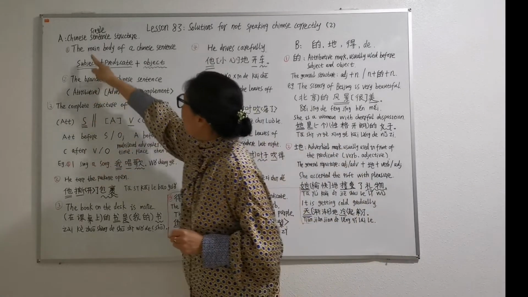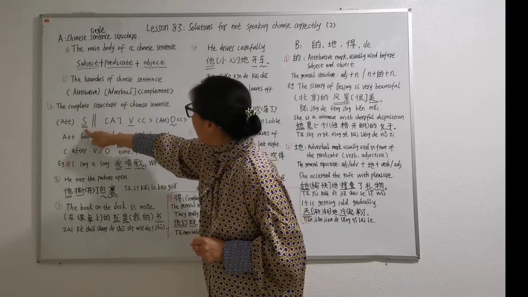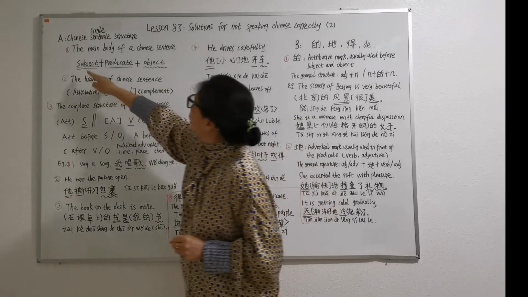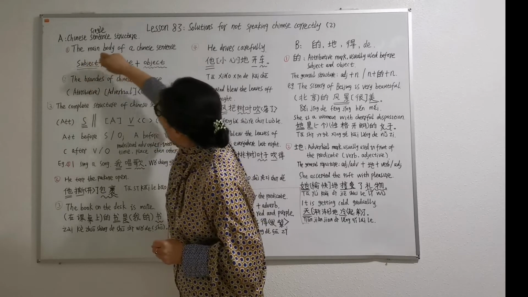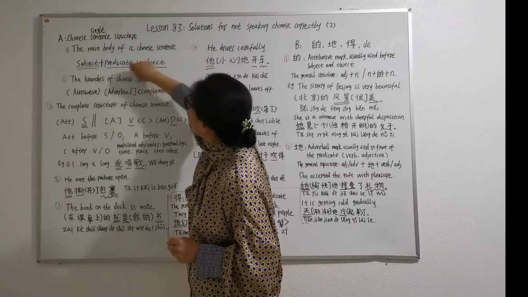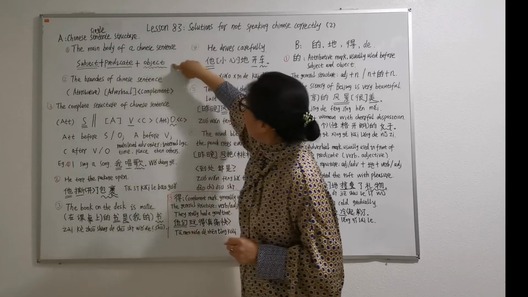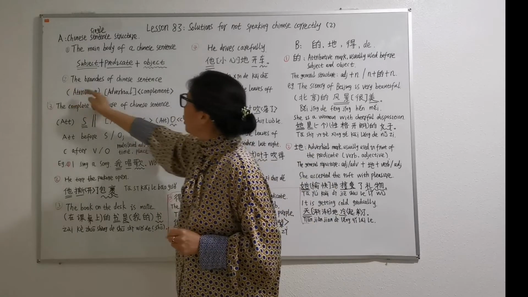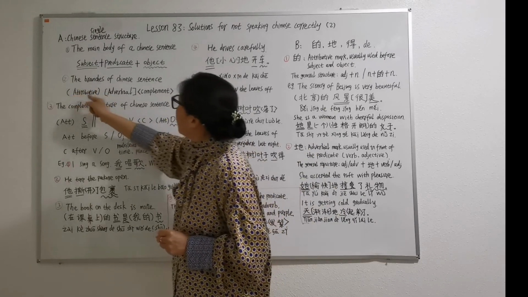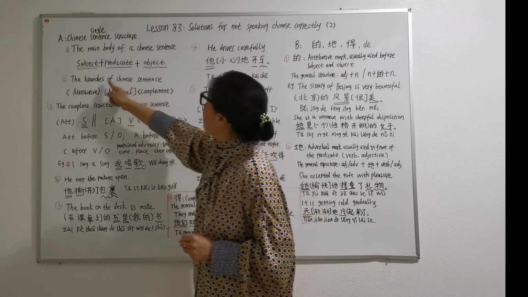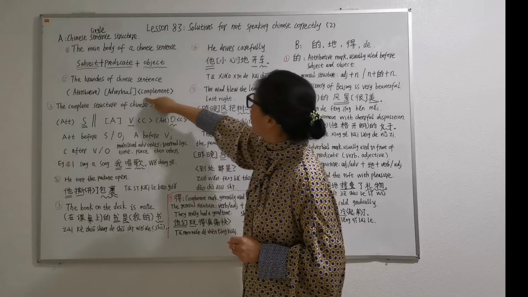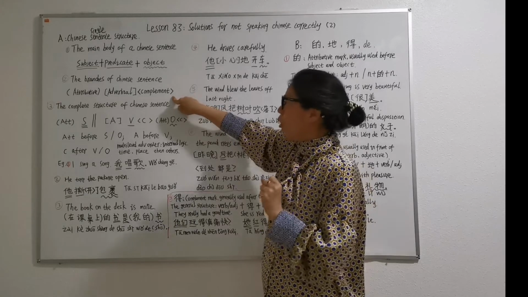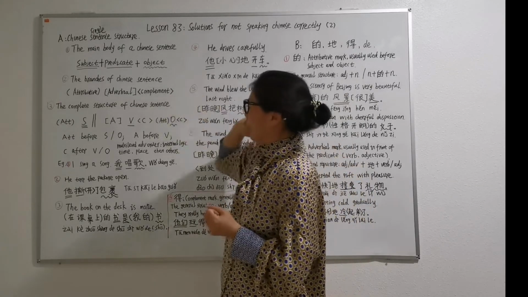First, we check the main body: subject, predicate, and object. Look, the subject's mark is a double line, the predicate is one line, and the object is a wavy line. And the attributive mark is this single parenthesis, the adverbial is a middle parenthesis, and the complement mark is the book number brackets. Okay, please remember the marks.